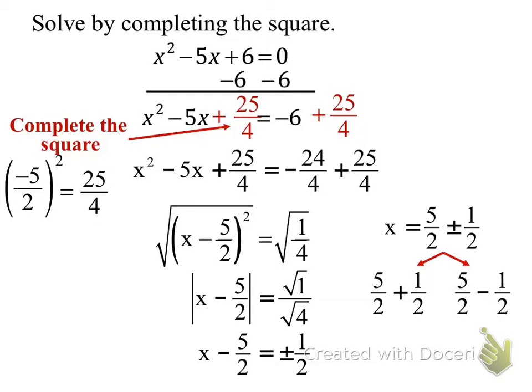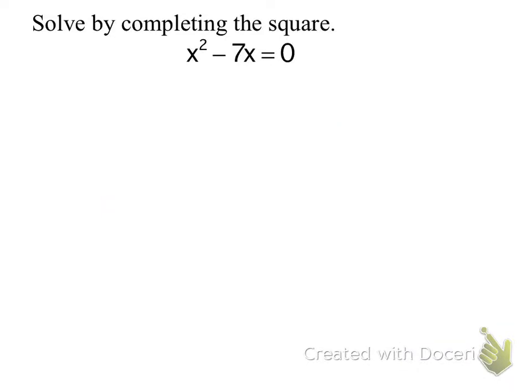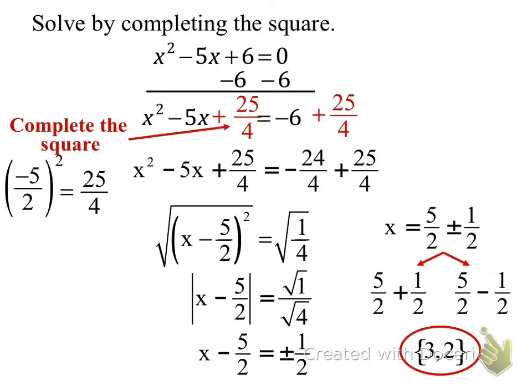So 5 halves plus 1 half makes 6 halves. What does that equal to? 3. And 5 halves minus 1 half makes 4 halves. Okay, questions? Okay, are there any questions? Okay, so that's how we deal with non-perfect squares. Okay, ready? Can I keep going? Okay.